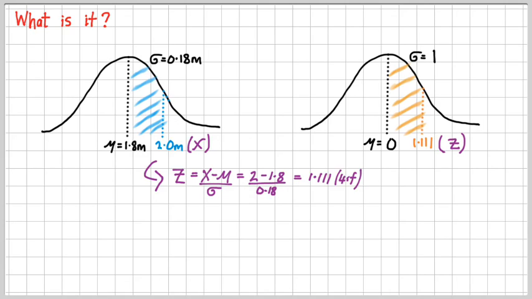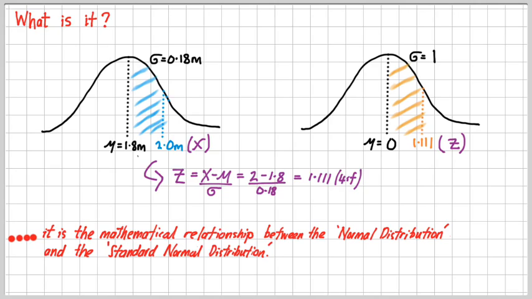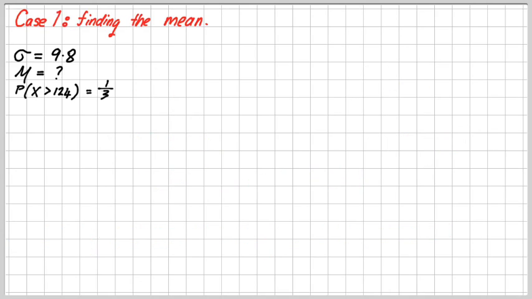Alright, so in words, that formula there is the mathematical relationship between the normal distribution, which is on the left hand side, and the standard normal distribution, which is on the right hand side. As I said, this should all be familiar to you, so please take your time to go back and maybe look over this again before you proceed. We're going to cover two cases, so let's get started straight away.